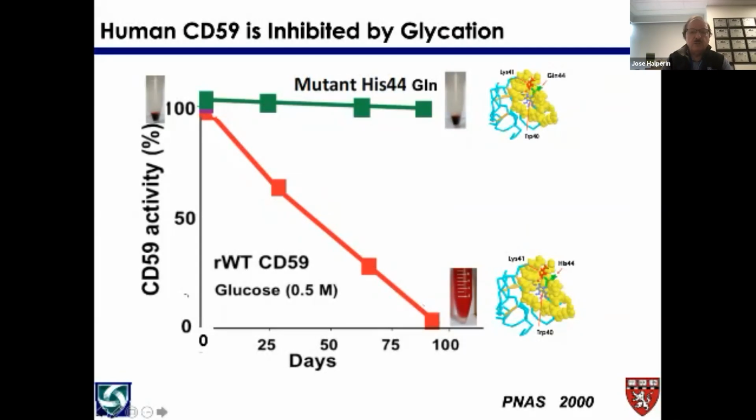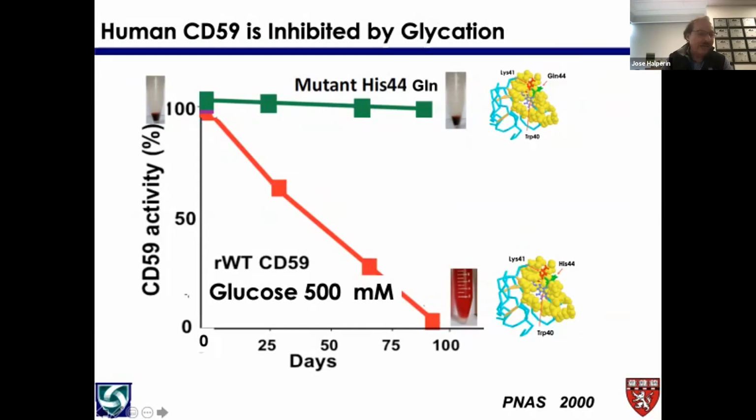Now, this experiment was done in very high glucose, 500 millimolar, because it's well known in the glycation research community that in vitro glycation for some reason requires very, very high levels of glucose, totally non-physiological. Physiological glucose, as you know, is 5 millimolar. A poorly controlled individual with diabetes, 25 millimolar.